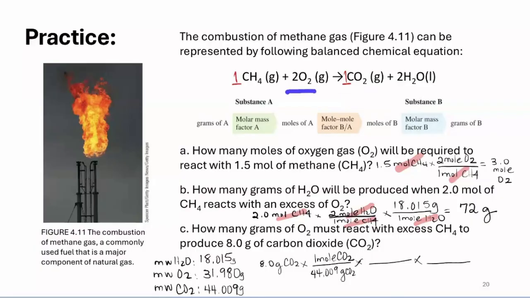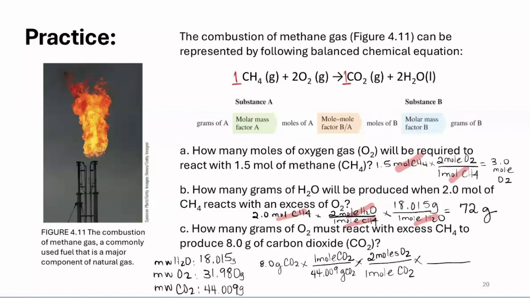The relationship between CO2 and O2, as you can see, is 2 to 1, meaning that for every 2 moles of O2, that corresponds to 1 mole of CO2. And remember that I placed them that way because of unit cancellation.